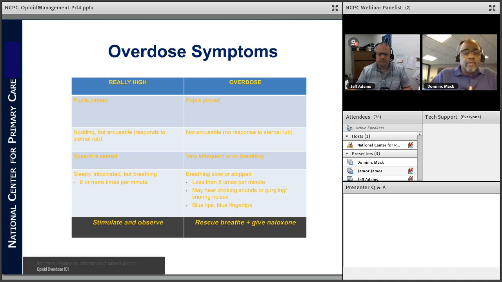Speech is slurred with opioids, especially with a significant amount, but with an overdose, it's very infrequent breathing. So you go from slurred speech to nodding to where the patient may seem like they're asleep to where they stop breathing. And a lot of these patients just are said to stop breathing in their sleep. And then at the bottom we see sleepy, intoxicated, but breathing when it comes to being really high. But when you overdose, the breathing is slow or stops, less than 8 times per minute, and you may hear choking or gurgling, and of course they can become blue on their extremities or around their lips.